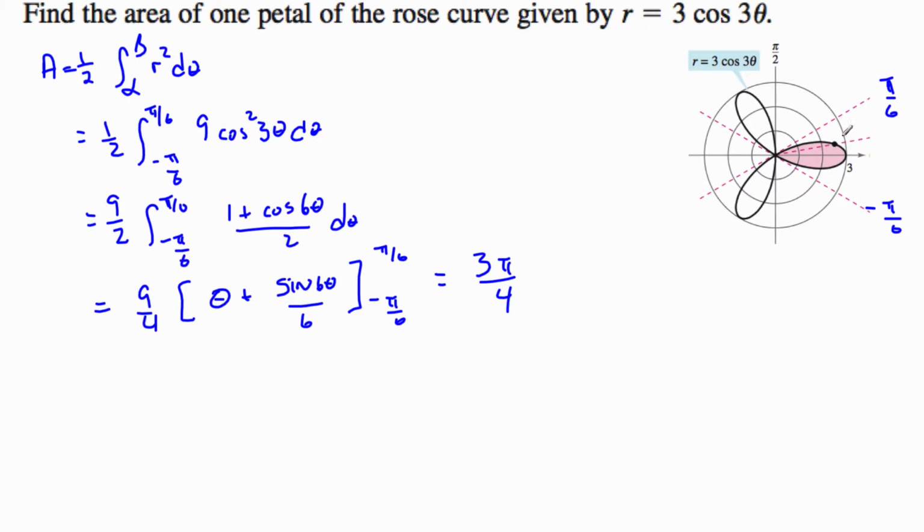Now you're going to be tempted, if I wanted to find the area of all three, of course the easiest thing is just 3 times 3 pi over 4, which is 9 pi over 4. The one thing you cannot do is just integrate from 0 to 2 pi, because if you do that, there's some overlap here and you're going to wind up with an incorrect answer.